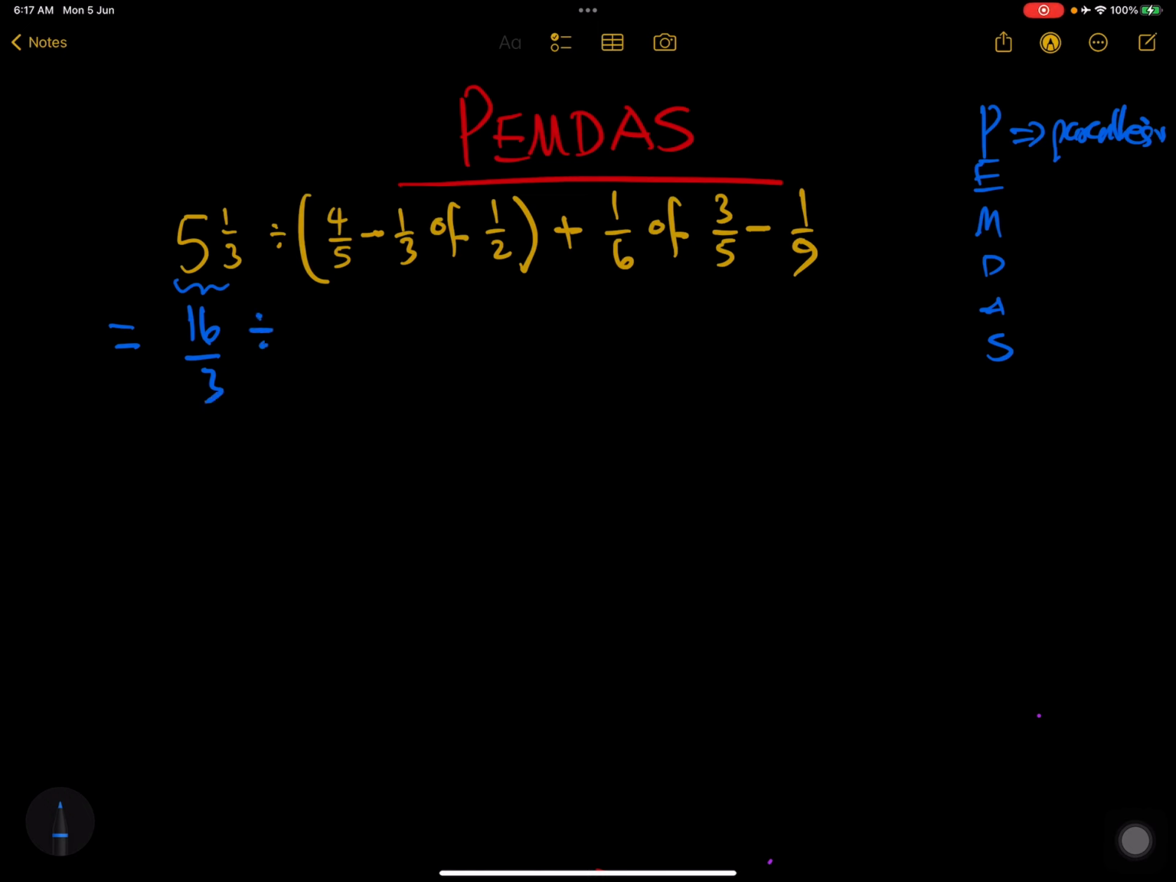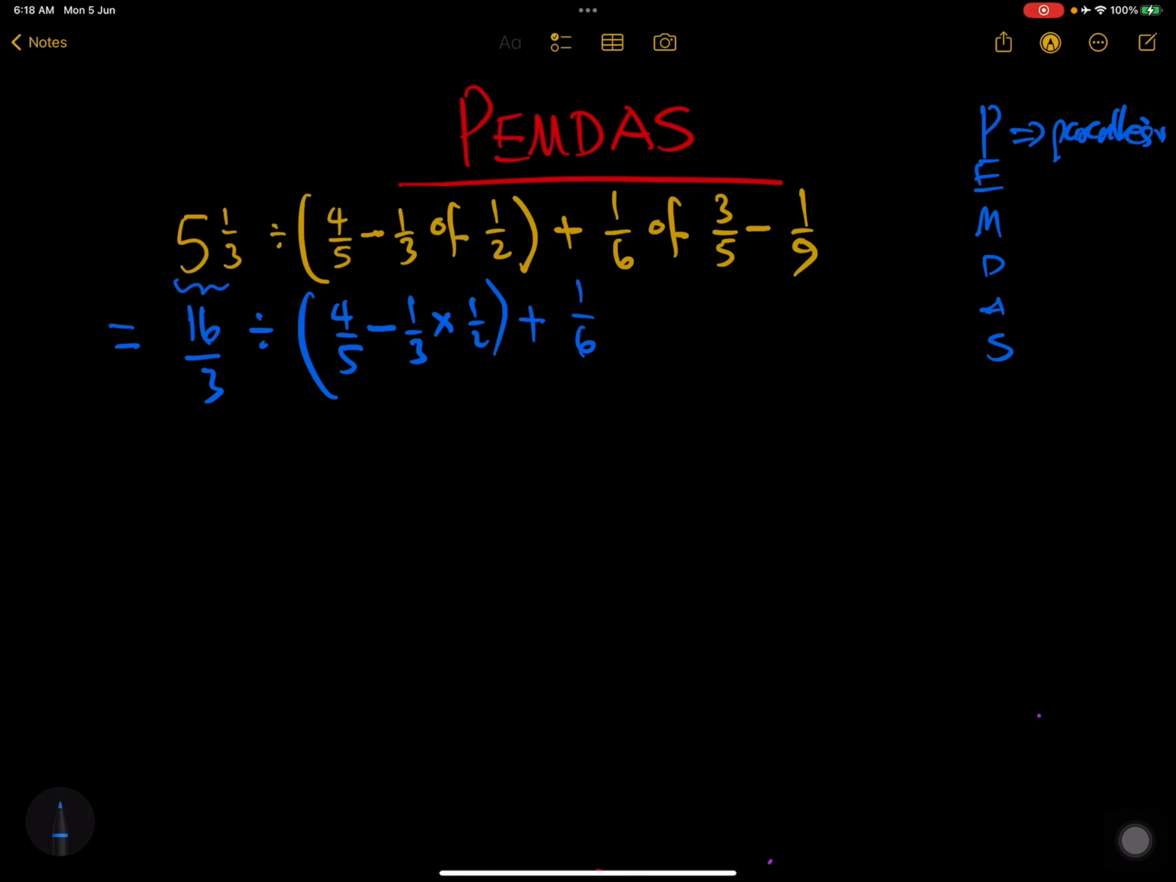There's a division sign, but PEMDAS says we should work in the parentheses first. And in the parentheses, we have a negative sign, and we have an "of" operation there. But if you look at PEMDAS, after parentheses and exponent, the next one is multiplication. So multiplication comes all the way before even subtraction. So we're going to start working from there. So it's going to be 4 over 5 minus 1 over 3 times 1 over 2. Now, as we keep moving on, we're going to get plus 1 over 6 of there.